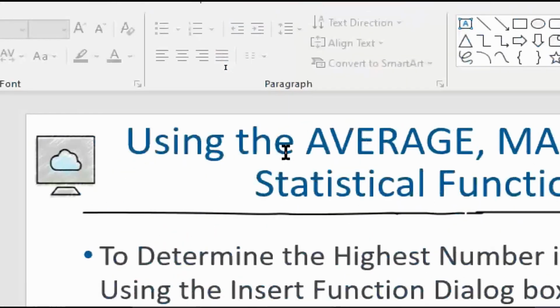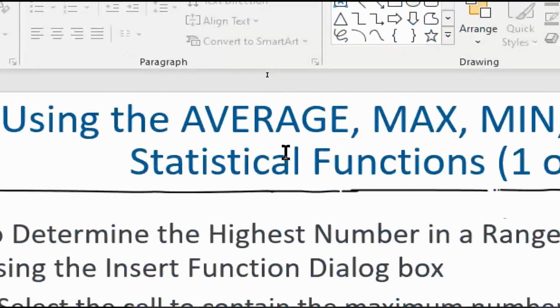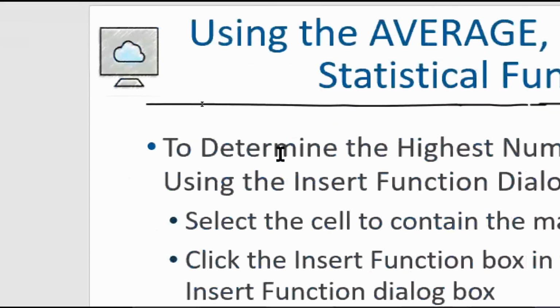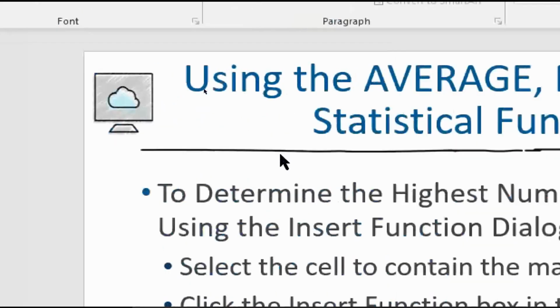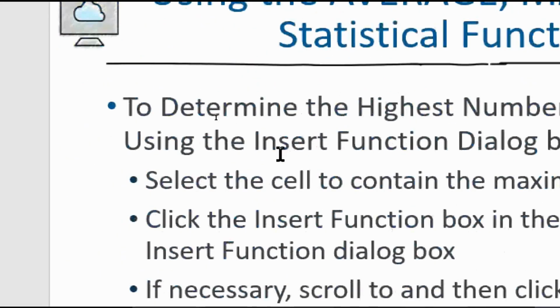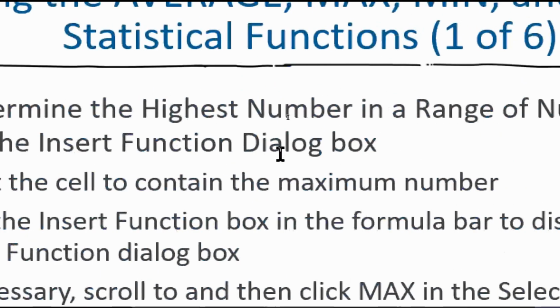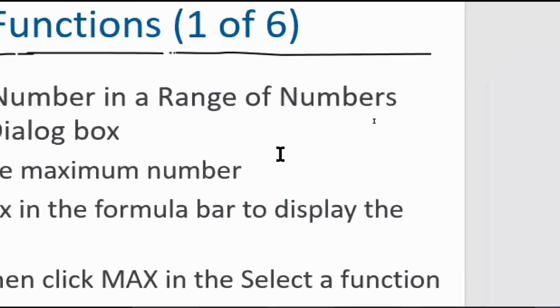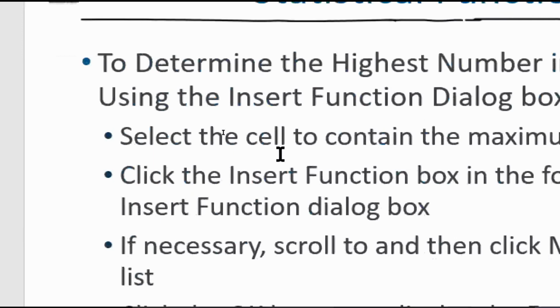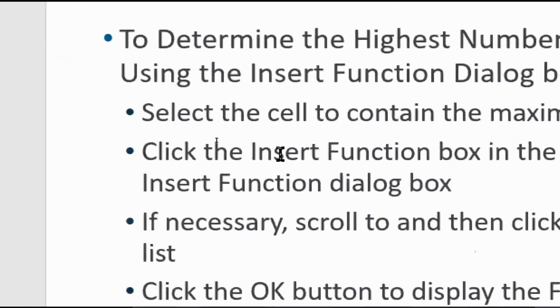Next, we're going to look at some of the available formulas and ways that we can insert them. We're going to begin by determining the highest number in a range. So we're going to select the cell to contain the maximum number. We're going to click the Insert Function box in the formula bar to display the Insert Function dialog box. And from here, we're going to make our selections.